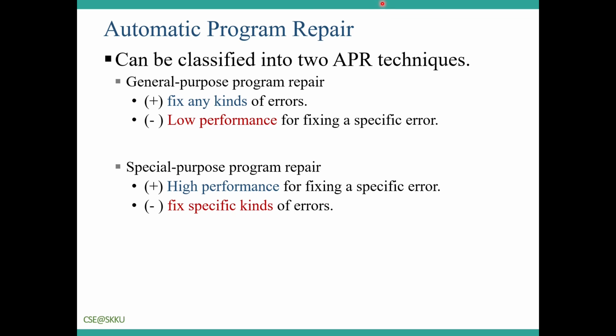At a high level, we can divide these techniques into two categories: general purpose program repair and special purpose program repair. General purpose program repair techniques aim to fix all kinds of errors, but because of their broad focus, they may struggle to effectively fix certain specific bugs. In contrast, special purpose techniques are designed to target a specific class of bugs. While not general, they are highly effective for their intended target.